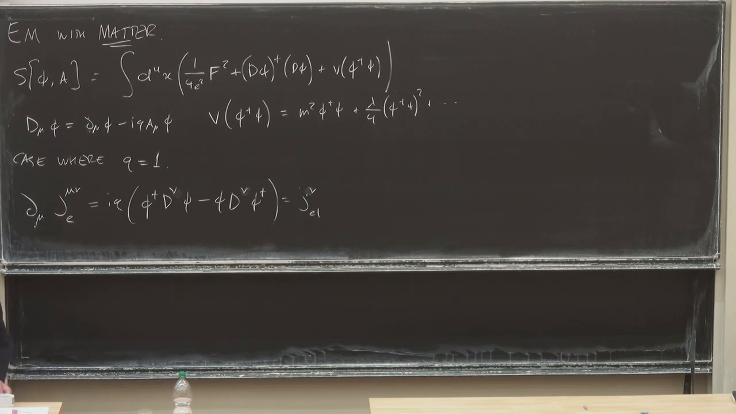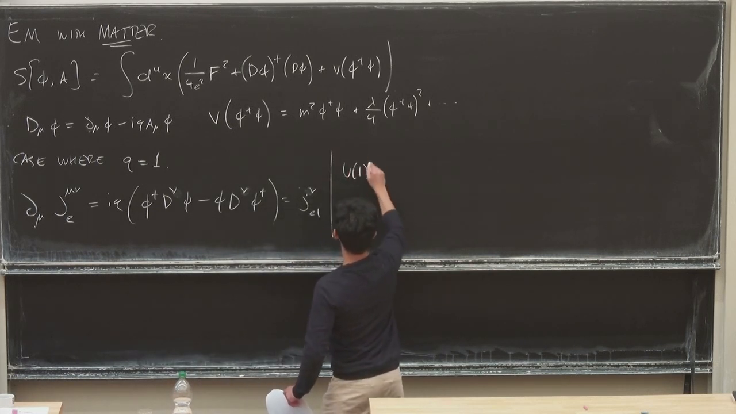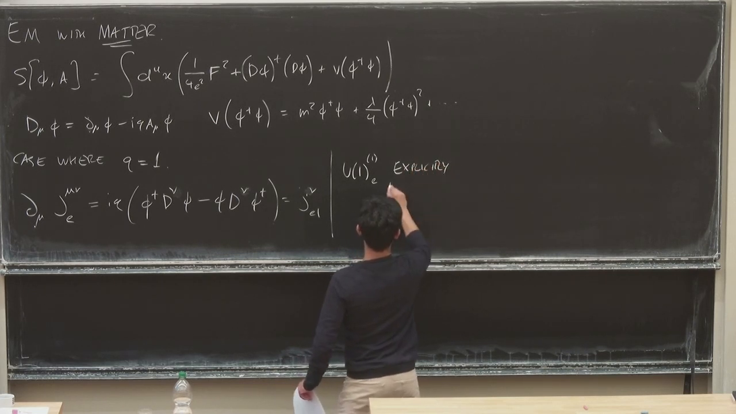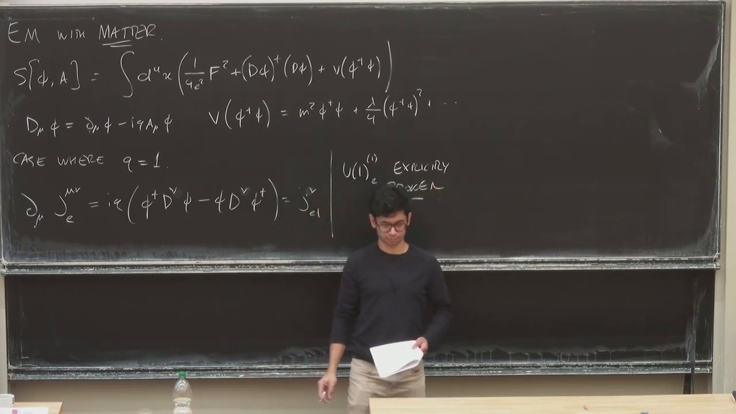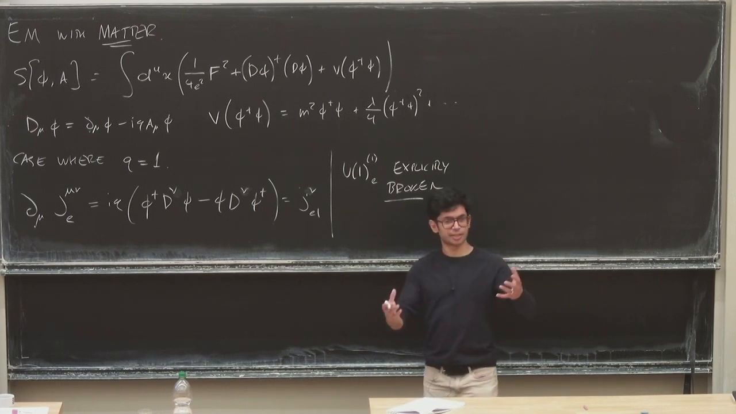Okay, so this current is no longer there, and so what we say is that the U(1) one-form electric current has been explicitly broken. It's just not there anymore in this theory. Now let me just talk about what this means physically a little bit more.